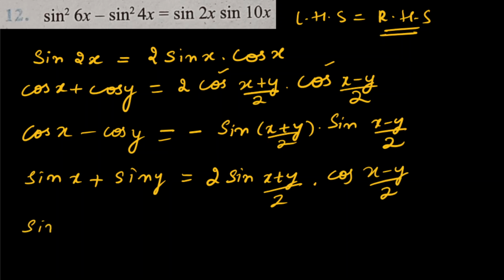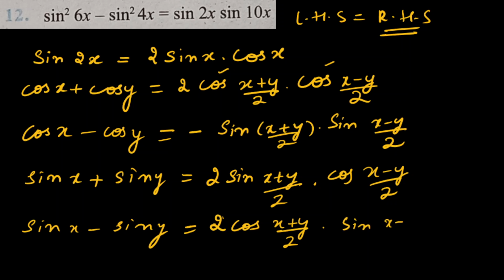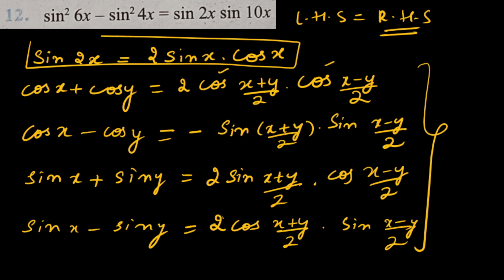Now sin x minus sin y. So in case of subtraction, it will be again sine and cos, only the combination of sine and cos, but cos will come at the front. So 2 times cos of (x plus y) by 2 into sine of (x minus y) by 2. So this pattern you have to remember. This is not something very difficult. Okay, so this is the new identity which I have told you.